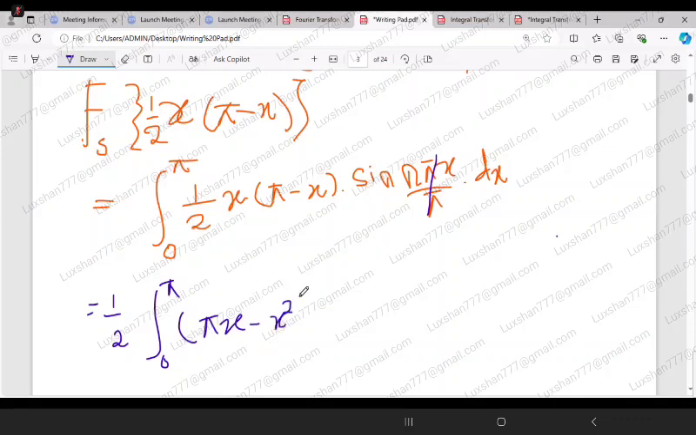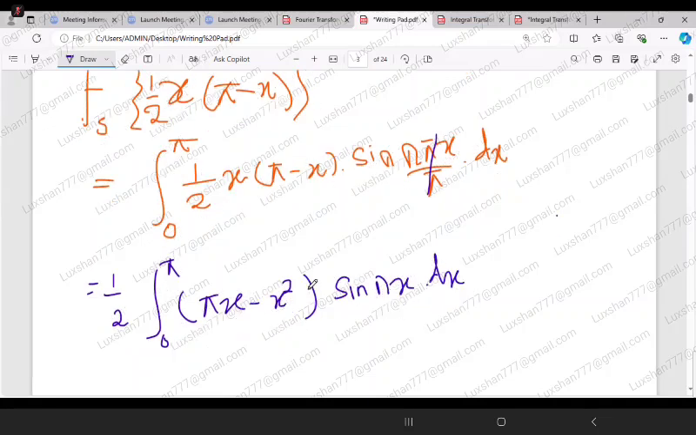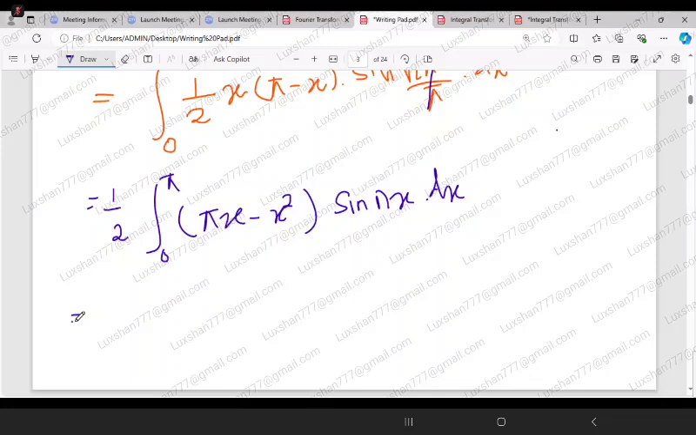Pi x minus x squared into sine nx into dx. So this is equal to, I'm going to integrate by parts. Yesterday I told you a method how to do that easily. So first you keep this function as it is, pi x minus x squared, and integration of this function. So what is the integration of this function?